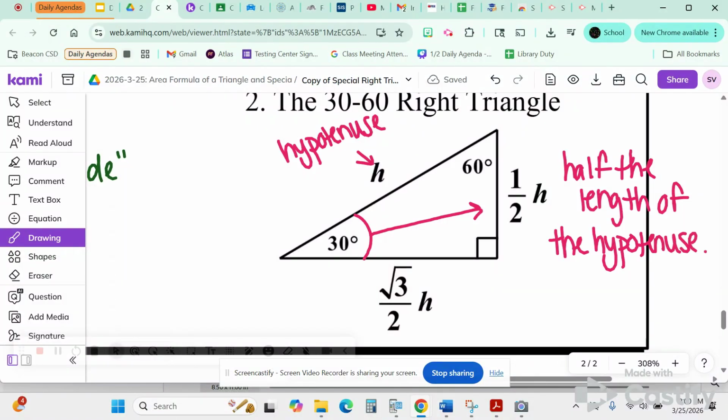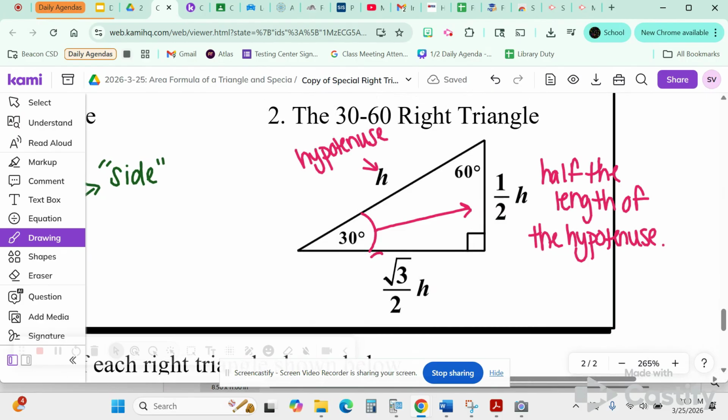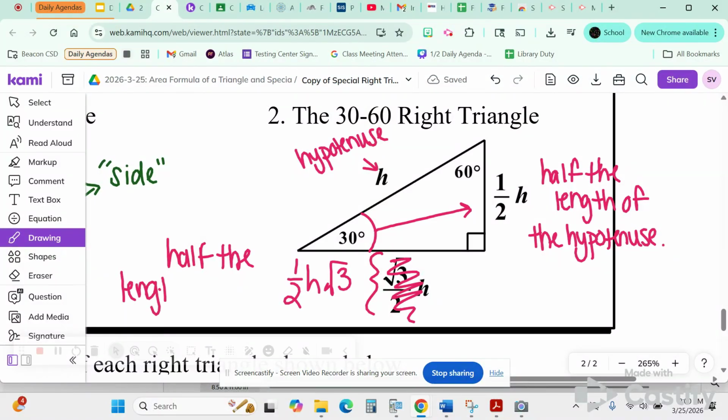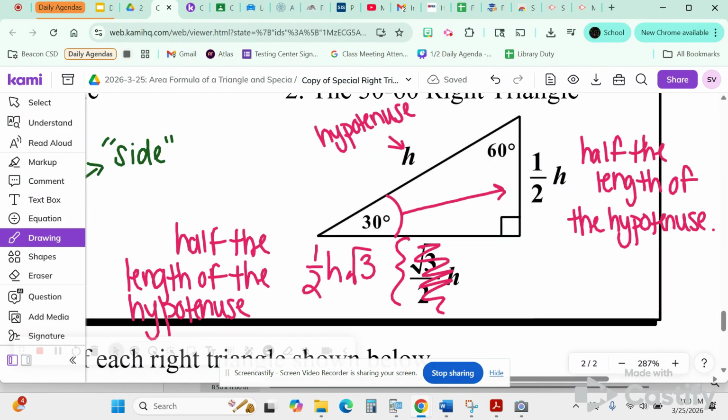Okay. This side here is another way to write it. If I cross this out, make life simpler. Another way to write it is you have 1/2 of the hypotenuse and you're attaching the square root of 3 on the end. So this is half the length of the hypotenuse with square root of 3 attached at the end. Okay.